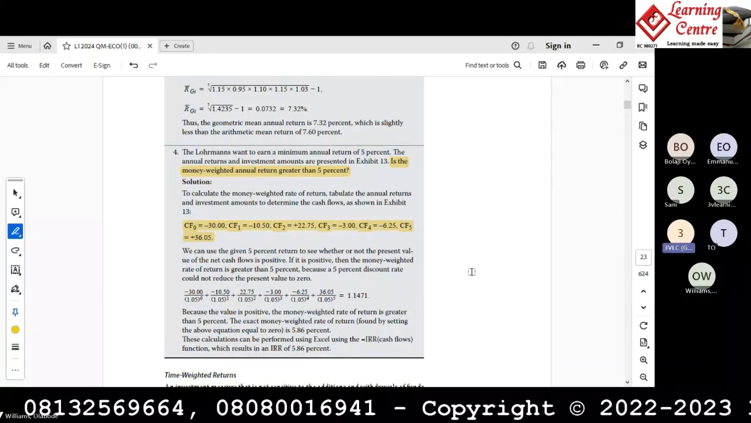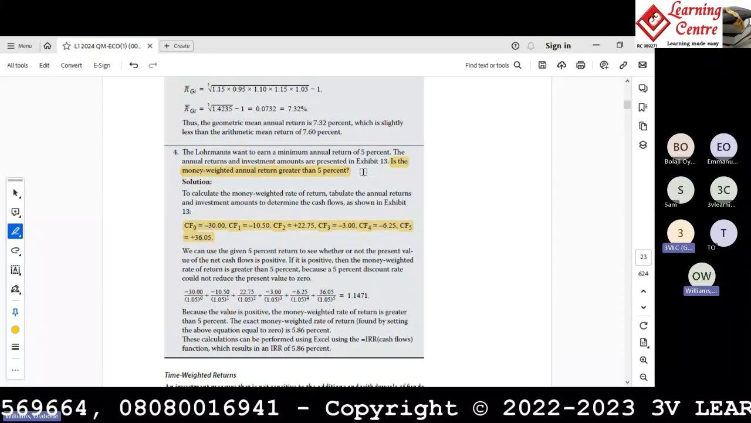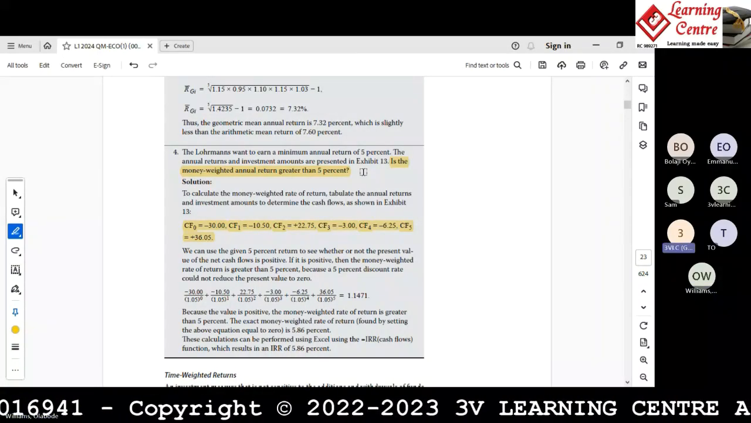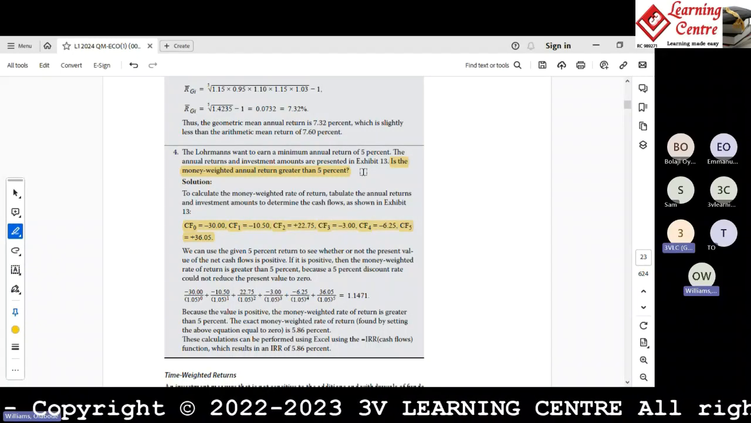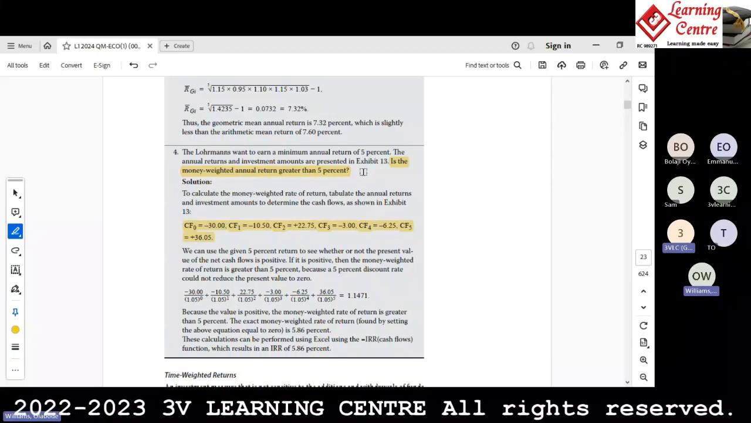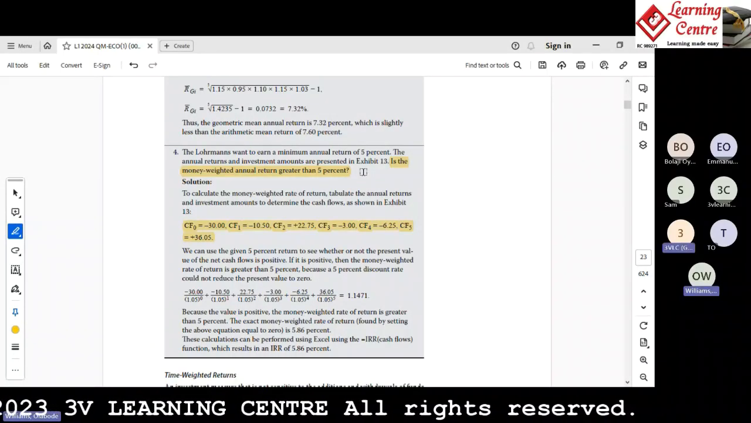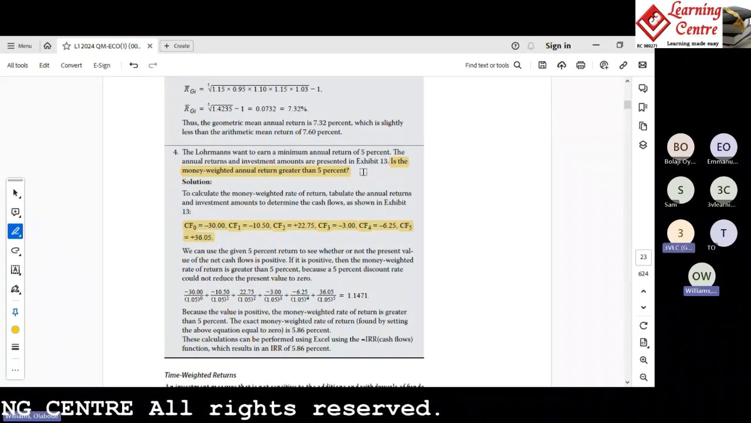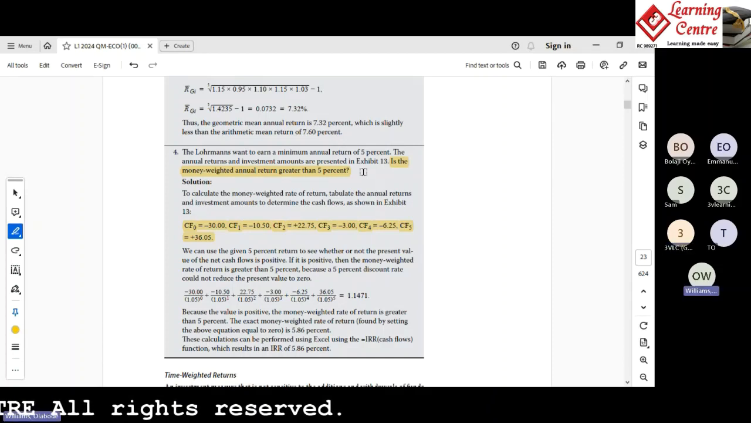So the question really is, is the money-weighted annual rate of return more than 5%? What you just need to do is assume that the money-weighted return is 5 and put it into your calculation. You already have your cash flows. Put it into your calculation and get an NPV. The NPV derived from this is 1.1, which is a positive NPV.